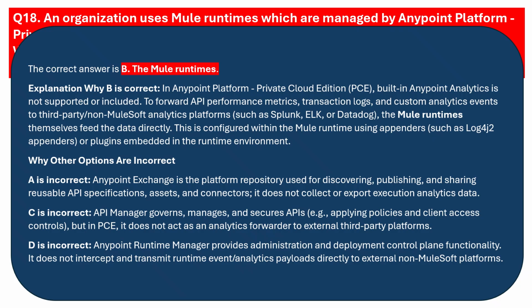C is incorrect. API Manager governs, manages, and secures APIs, e.g., applying policies and client access controls. But in PCE, it does not act as an analytics forwarder to external third-party platforms. D is incorrect. Anypoint Runtime Manager provides administration and deployment control plane functionality. It does not intercept and transmit runtime event/analytics payloads directly to external non-MuleSoft platforms.